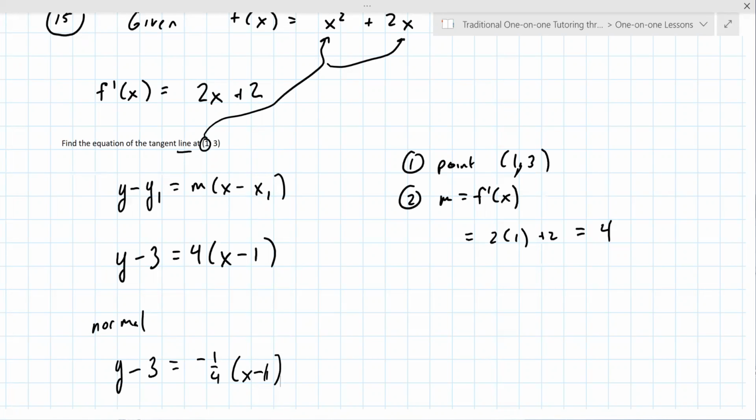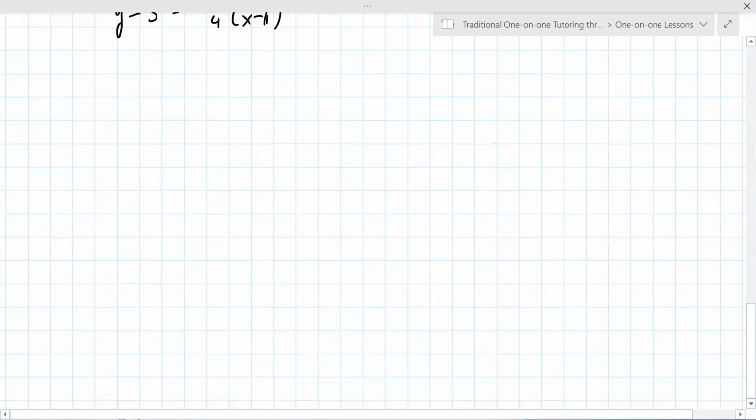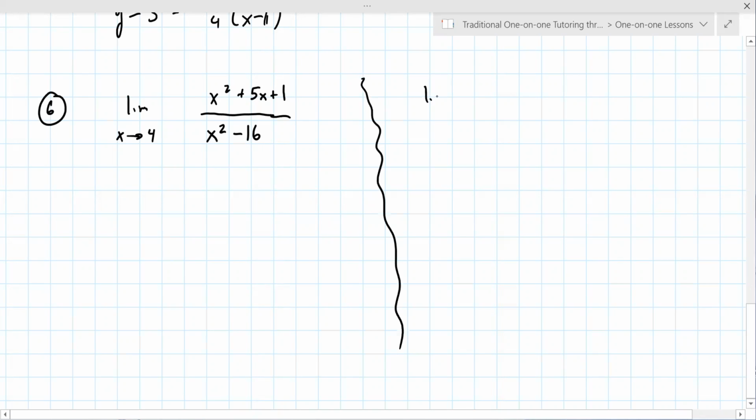All right, let's do a small variation on 6. We'll start with that. So we'll do the limit as x approaches 4 of x squared minus 16 over x squared plus 5x plus 1. And then there's the limit as x approaches infinity for the same thing. And we want to see how these are the same and how they're different.